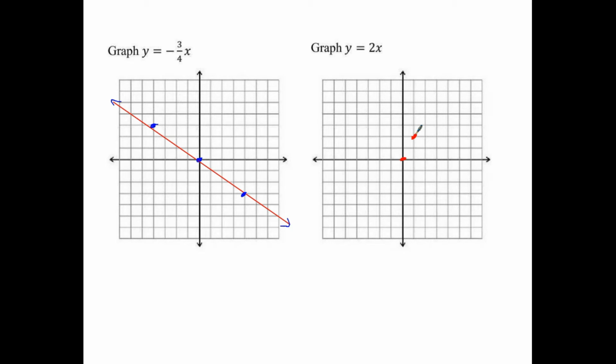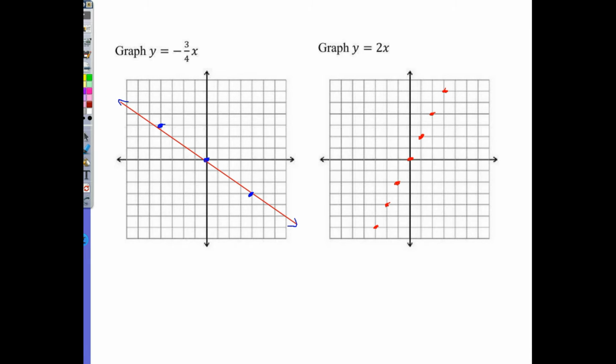And then, yeah, do it a bunch more times. Up 2, right 1 a bunch of times. Okay, I'm out of room. Now what? Reverse it. Down 2, left 1 a bunch of times, until you're out of room. It should look like a line when you're done. And it does. So now what? Okay, draw the line.